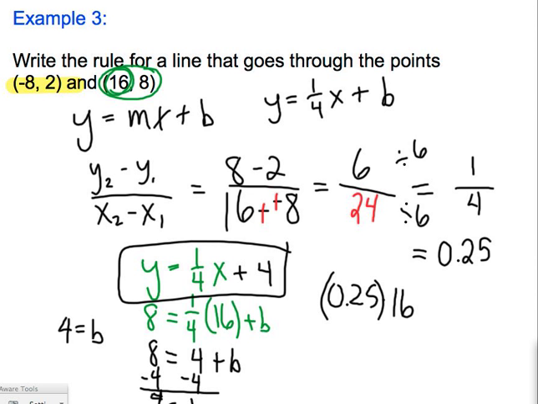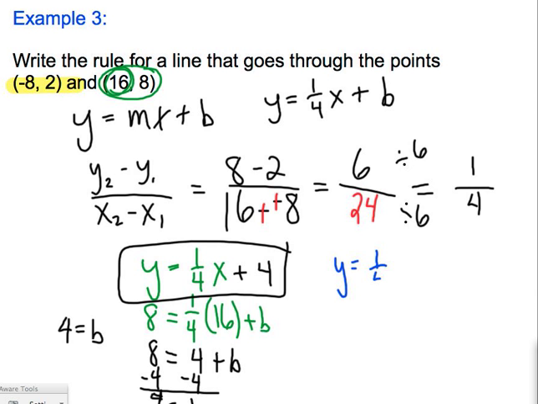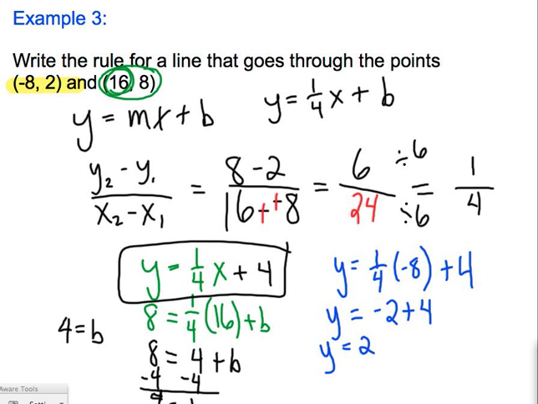And one last check will allow me to make sure that I know my answer's right. So I'm going to use the extra point that I was given here and check that my rule is right by plugging in that point as well. So I'm going to take my rule that I have written and plug in -8 for x and make sure I get the right value for y. y equals -8 times 1/4 is -2 plus 4. Looks like I'm going to get 2, which according to this point is what I should have gotten. Because when I plugged in -8, I should have gotten 2. And I got it. So my rule is correct. This is the correct rule for those 2 points.